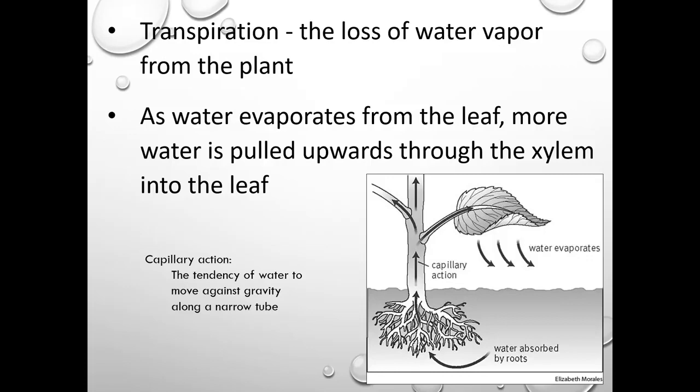So transpiration is the loss of water vapor from the plant. As the water evaporates from the leaf, more water is pulled upward through the xylem into the leaf, and this is called capillary action. So capillary action is the tendency of water to move against gravity along a narrow tube. And I like to explain that like it's like a straw, you know, that it's being pulled up like a straw.